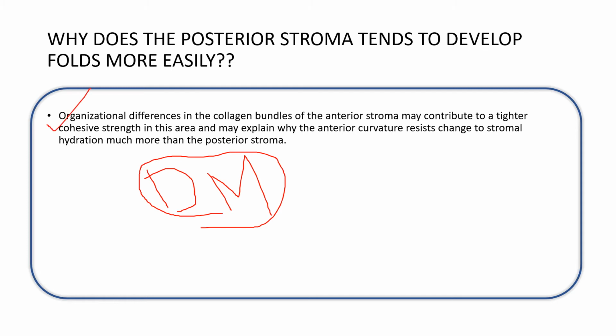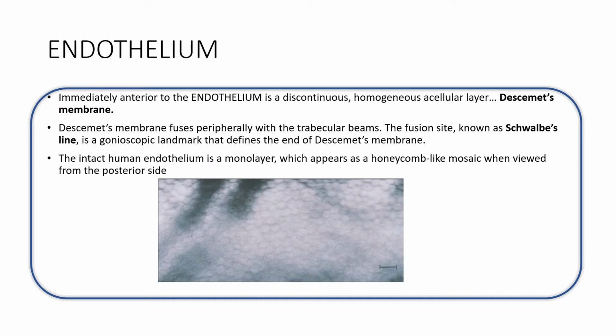So the answer is that there is an organizational difference in the collagen bundles of the anterior stroma, and this contributes to a tighter cohesive strength in this area. The anterior area is tight, it is more rigid, right, as compared to the posterior one. So this explains why the anterior curvature resists change through stromal hydration much more than the posterior stroma. So we often talk about the posterior DM folds.